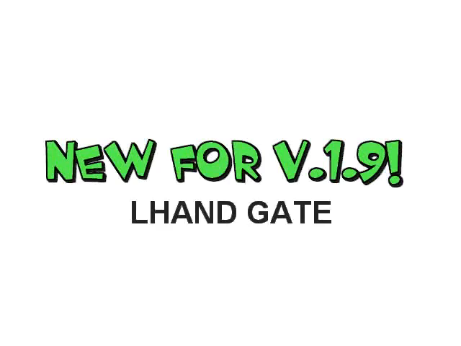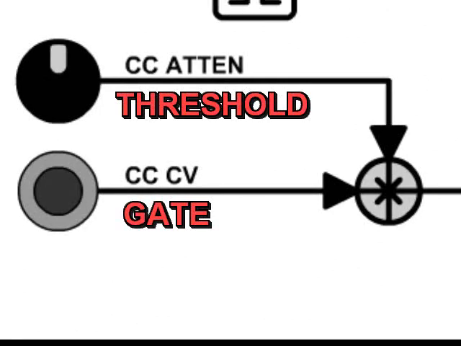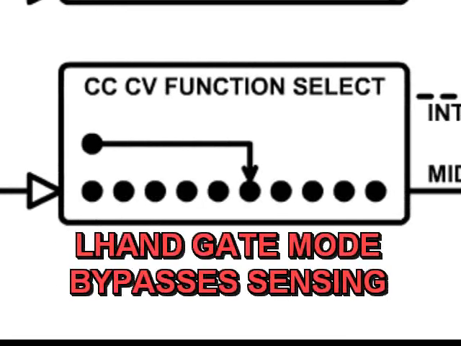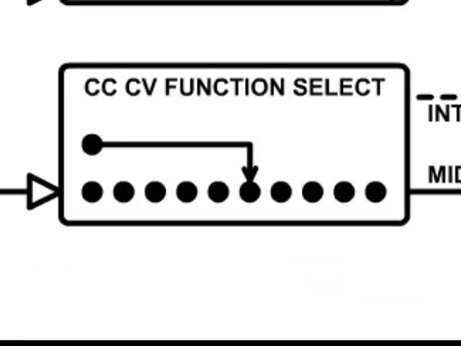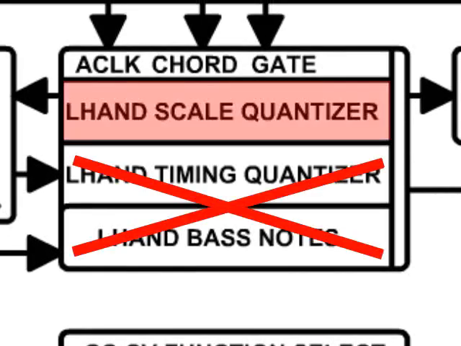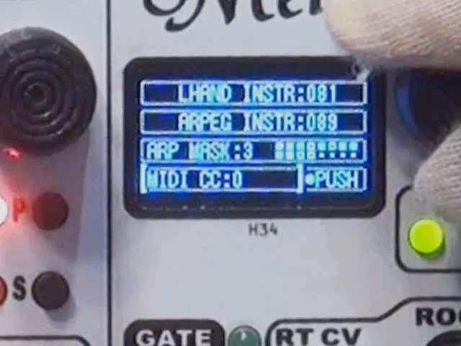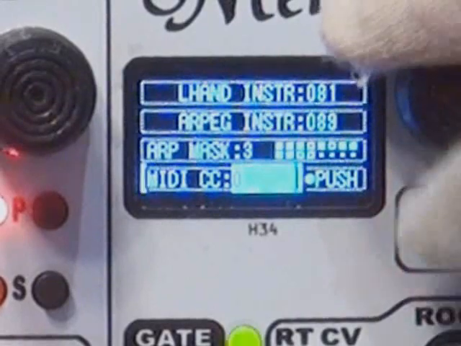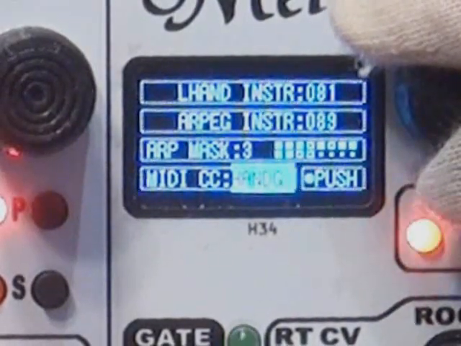New for firmware version 1.9 is LHAND gate. The CC jack is the gate input, while the CC knob adjusts the on threshold. The CC function set to LHAND gate disables delta and bass notes but still allows scale locking to the chord, generating LHAND notes with gate length up to 10 seconds. Select the CC quick box to set the LHAND gate mode. Hand G.